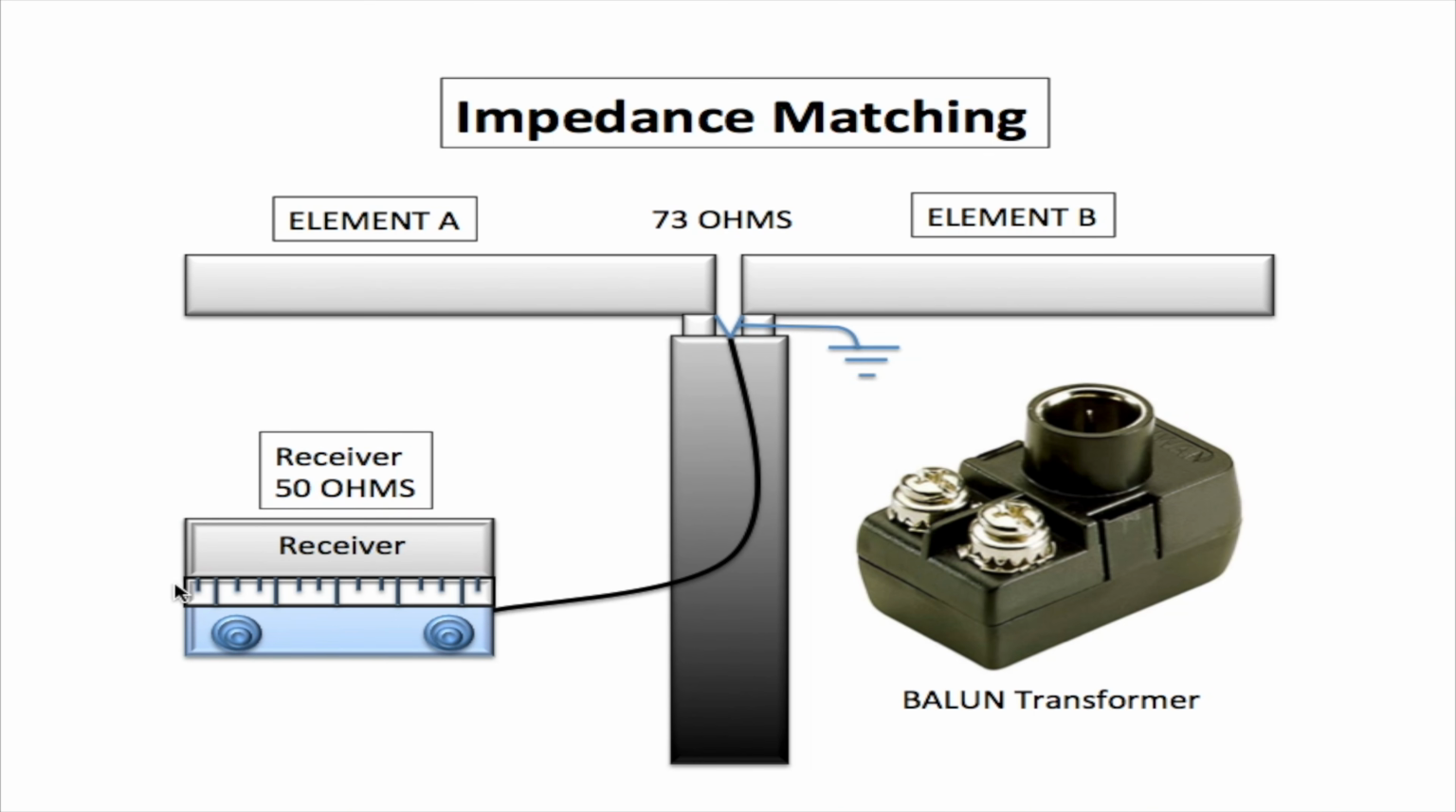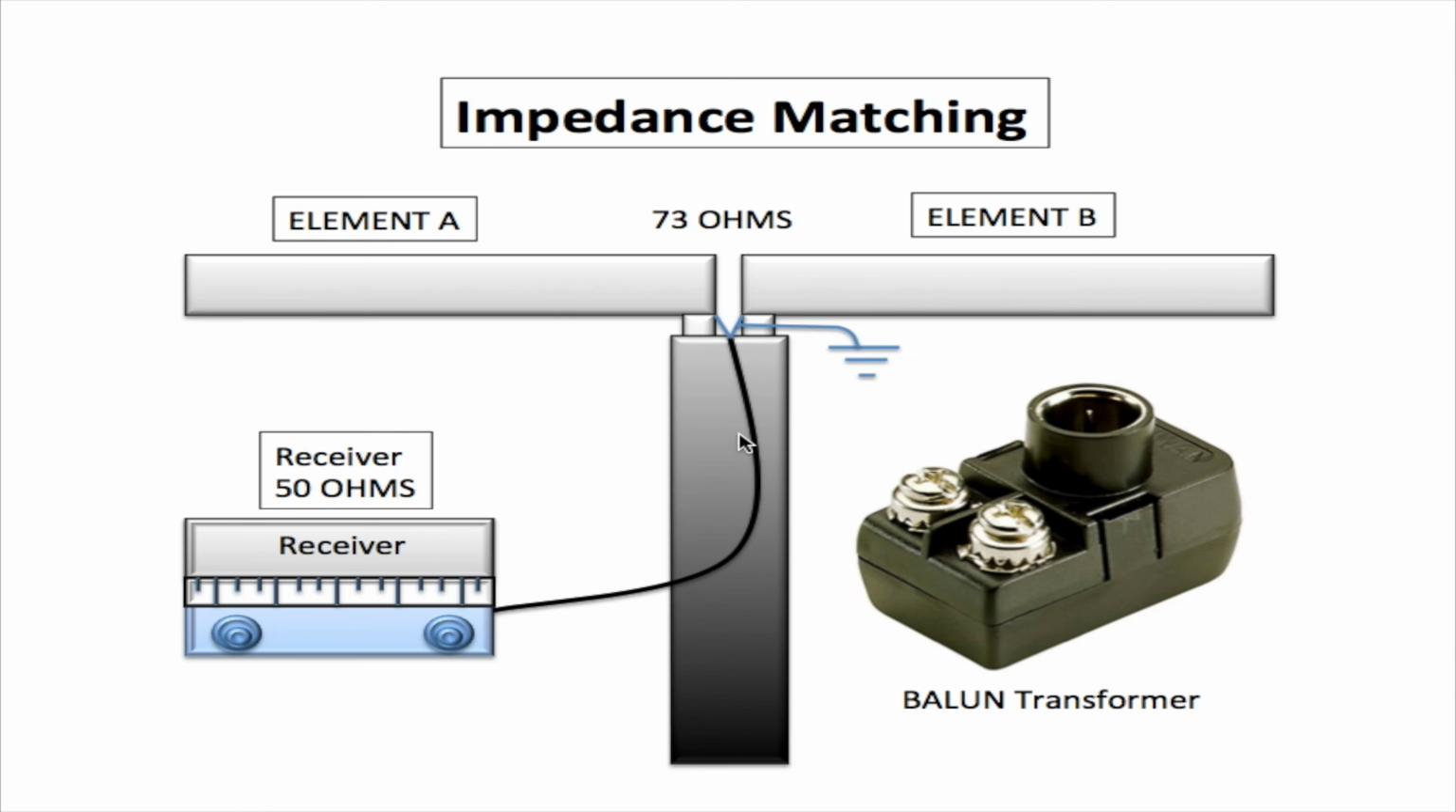Now here I have a 50 ohm receiver, 50 ohm coaxial cable, but I have a 73 ohm antenna. In order to match these together, I use a Balun transformer. Basically what this does is that this area where you connect the coaxial cable is 50 ohms, and this area where you would connect the antenna is 73 ohms. So you'll be able to match your coaxial cable to your antenna.